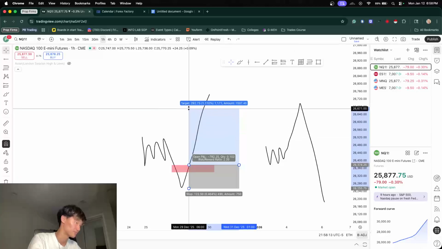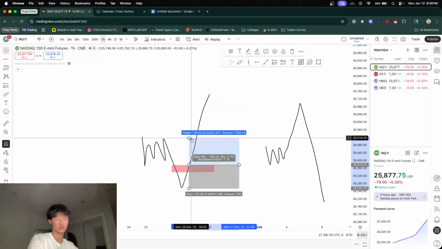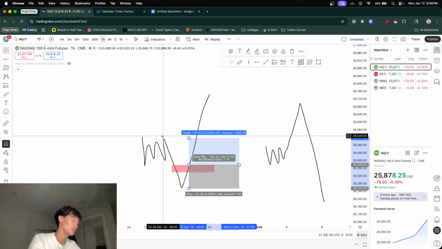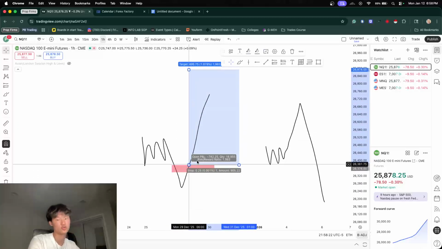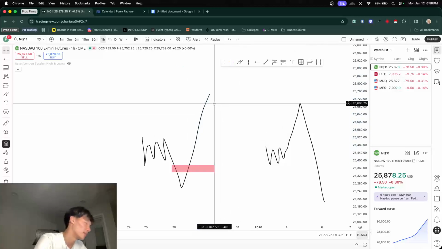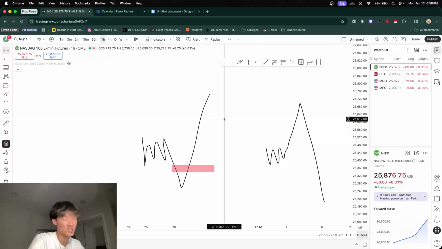And then you can take partials here or take full profit, up to you. Let's say you took partial. If it hits here, you took partial, you probably go break even and then just trail your stop loss until you get stopped out and make some extra Benjamins.